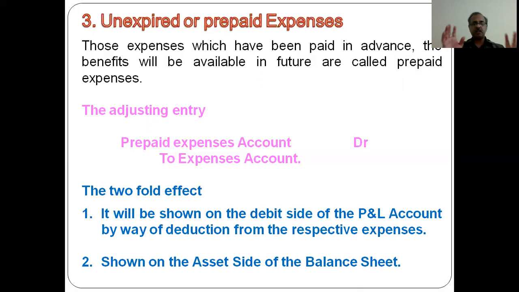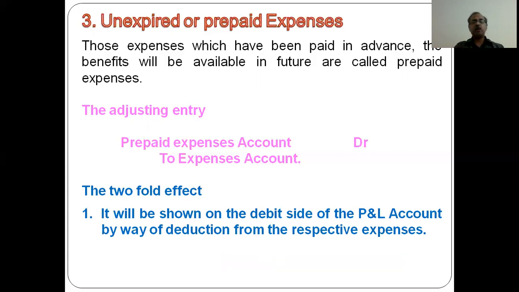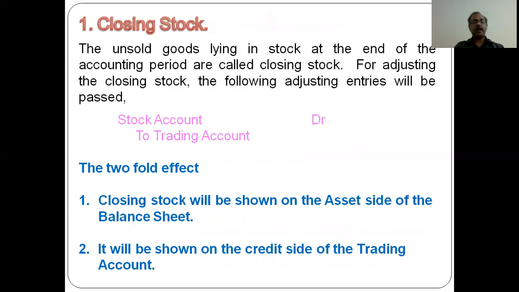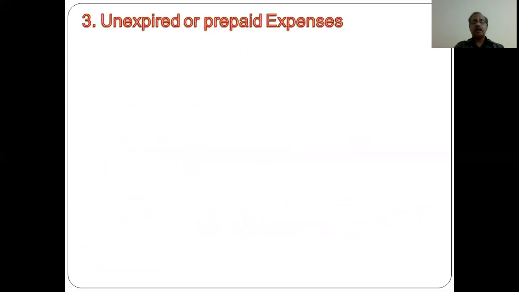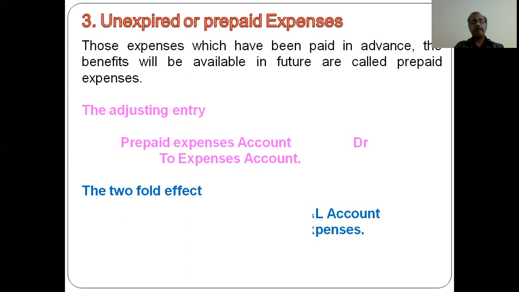For example, suppose it is salary paid in advance. Salary will be showing on the debit side of the P&L account, so from salary on the debit side of the P&L account, it will be deducted. And expenses paid in advance is an asset. So that is why it is showing on the asset side of the balance sheet.